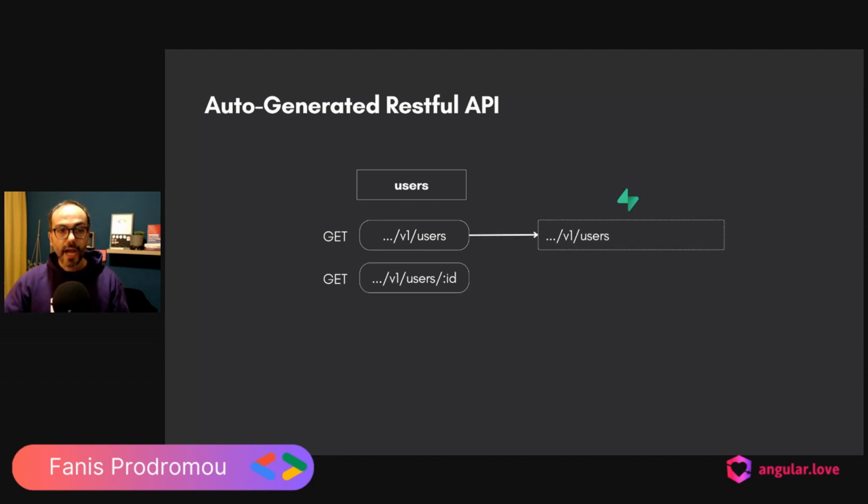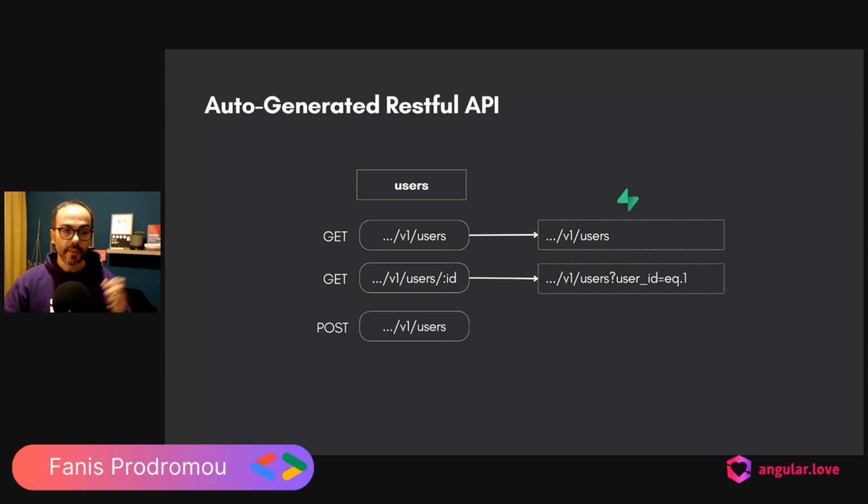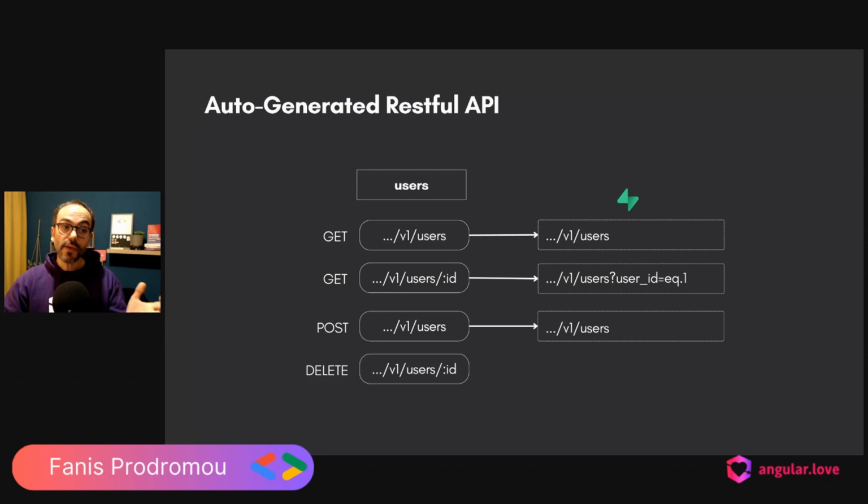Nice. How about now if I want to get a specific user? Using the RESTful principle, the thing that we discussed previously, we're providing a path parameter, the ID. But how about in Supabase? In Supabase, we have a query parameter, and we'll see more details later. If I want to create a user, we have the same thing. And if I want to delete a user, we have, again, a query parameter.